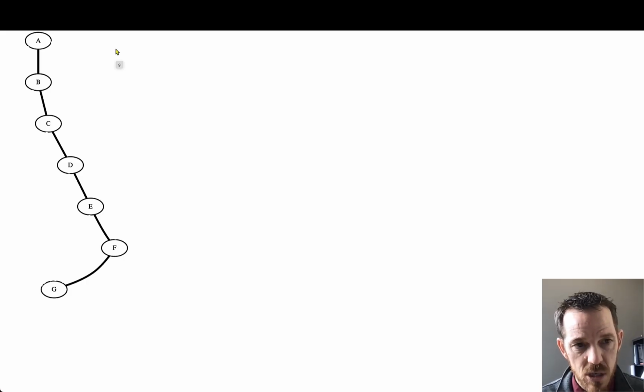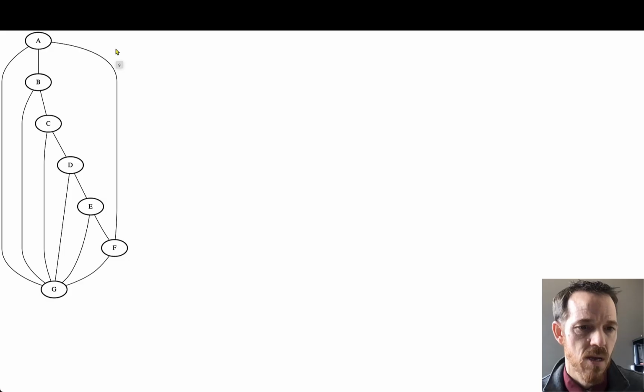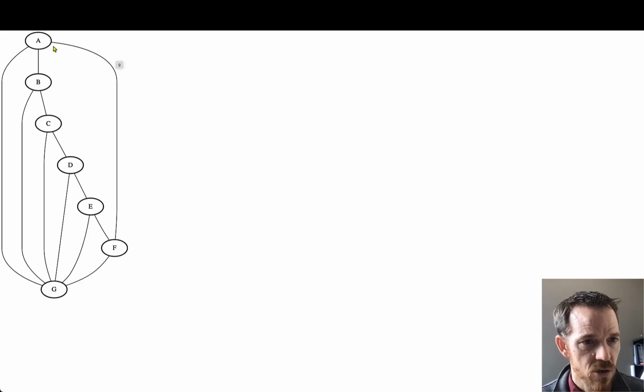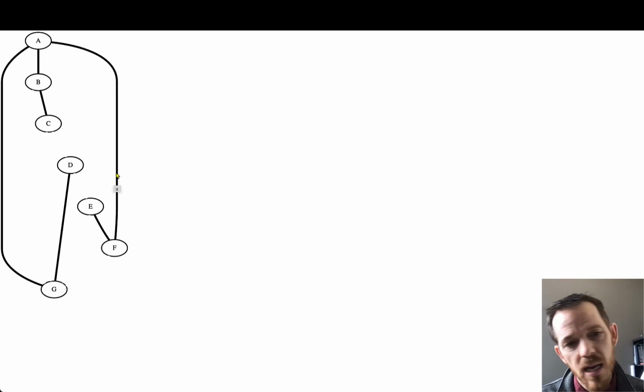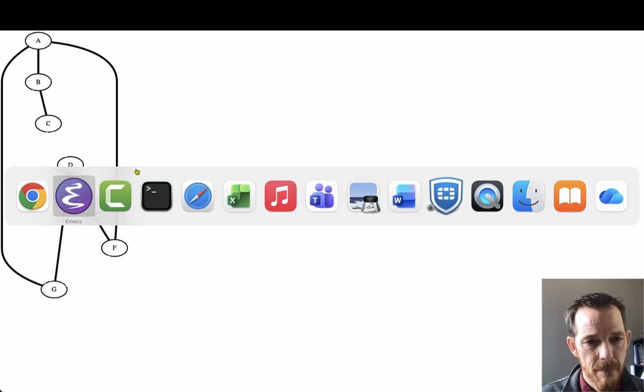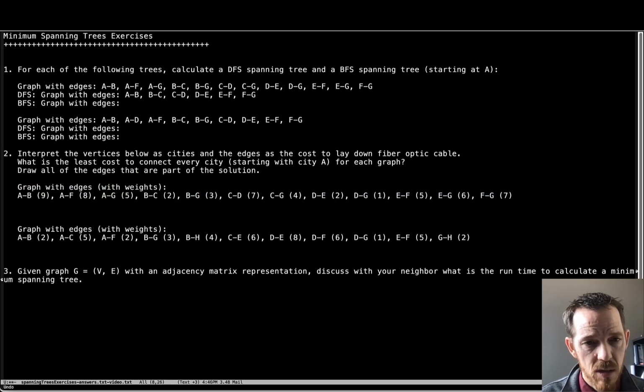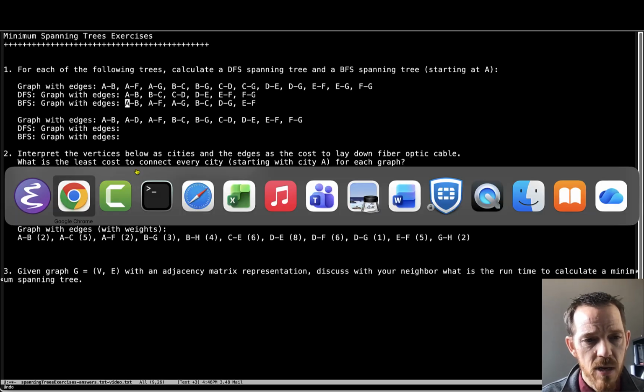Starting over, going back to the original, if we did a breadth first search tree, we'd include AB, AF, AG, and then we'd branch out from there, BC, EF, and then DG. And so we'd get a different spanning tree. So part of what I wanted to illustrate with this is there are many different spanning trees that could be produced. Shown textually here, the different spanning trees. Let's do another graph.